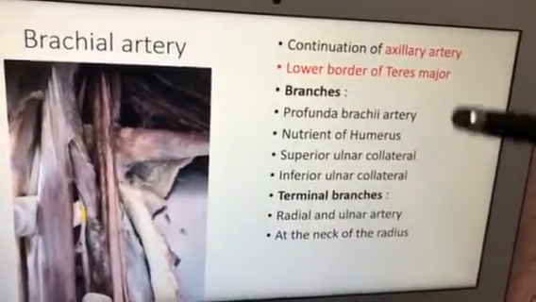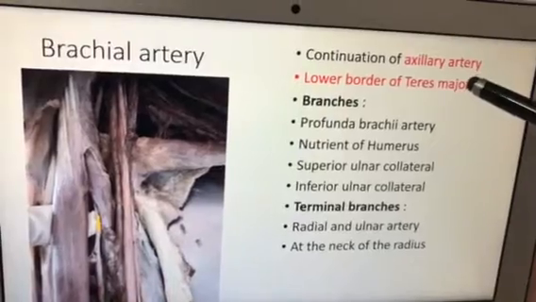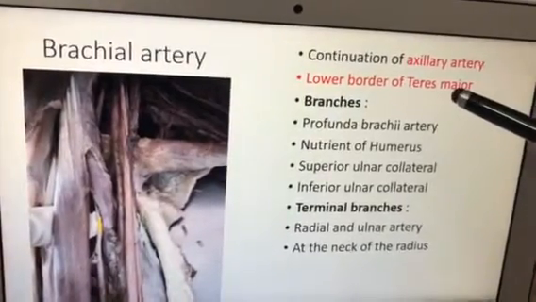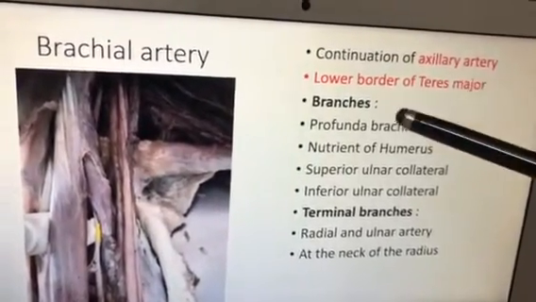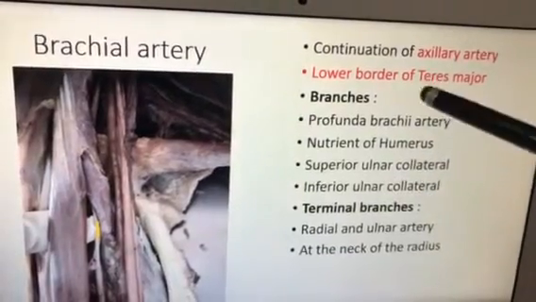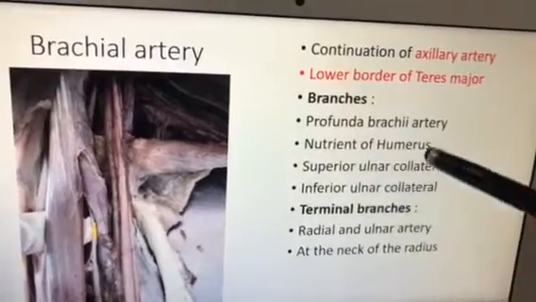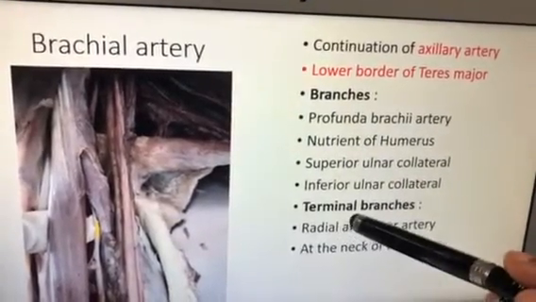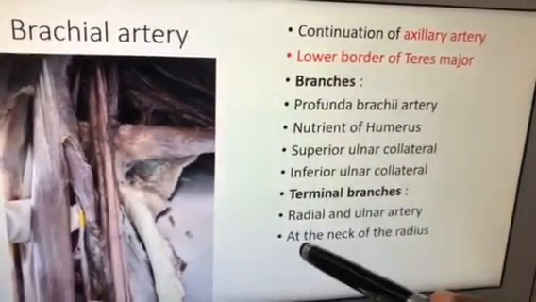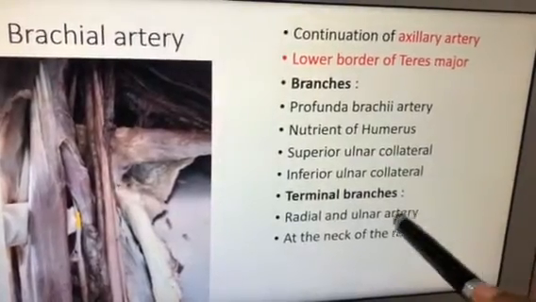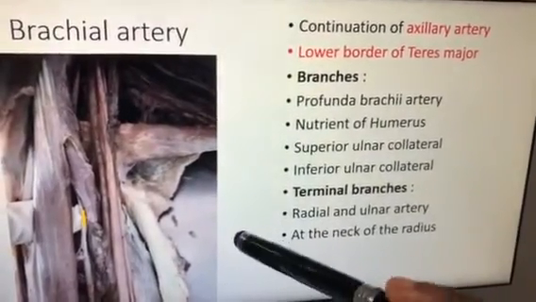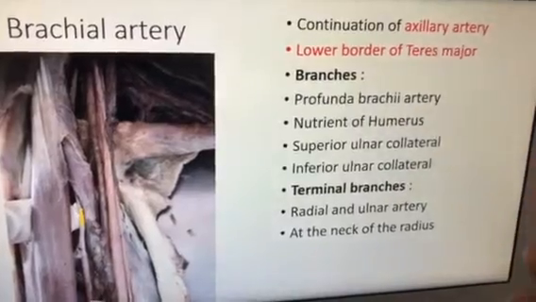And the last one is the brachial artery. It is a continuation of the axillary artery, that everybody knows, at the lower border of the teres major muscle. And the branches, you keep it in mind, all these are branches. This is the most important branch, profunda brachii artery. This gives the nutrient artery to humerus. And the terminal branches, this is an MCQ, they will be asking where it terminates: at the neck of the radius. Neck of the radius means it is present in your forearm.